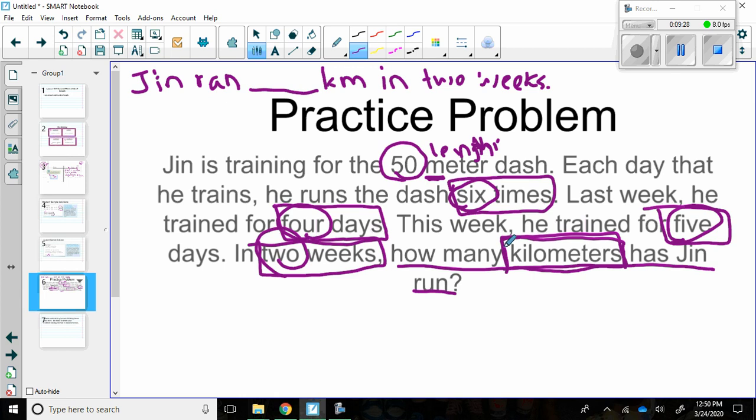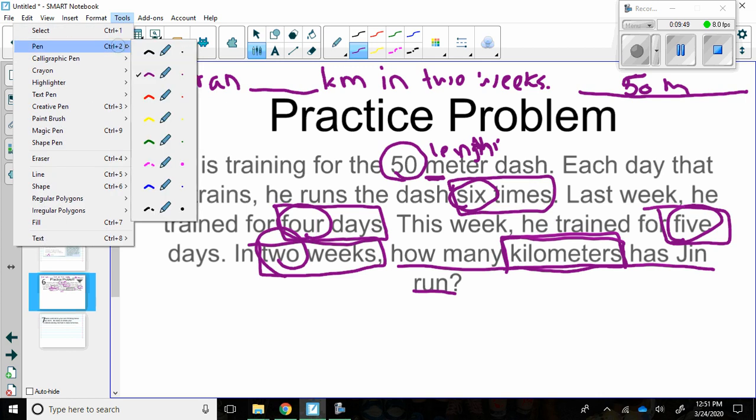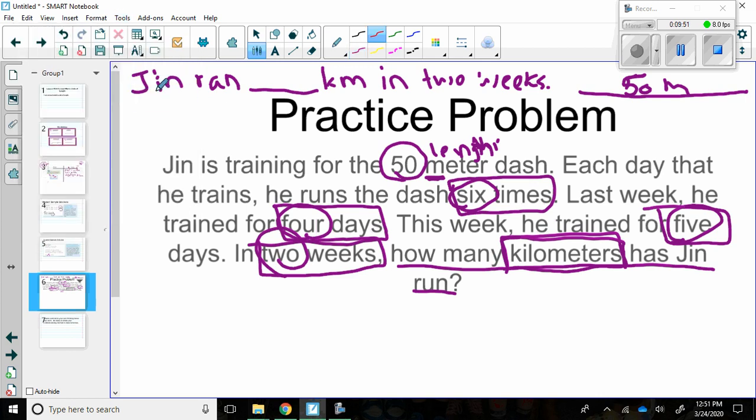Now, once we've done that, we need to evaluate and visualize this problem. So first, I want to take this step by step because there are a lot of steps to this problem. First of all, I know that I'm going to draw out my 50-meter dash. Okay, this is 50 meters. I know that Jin runs this 6 times to practice each day.